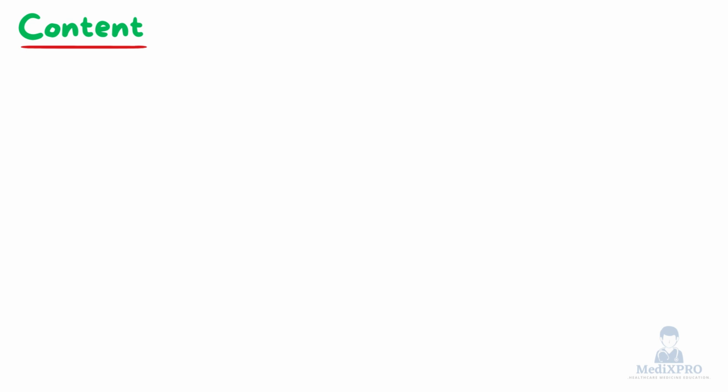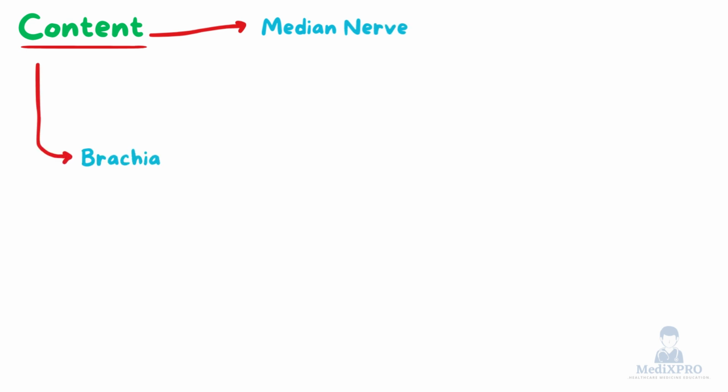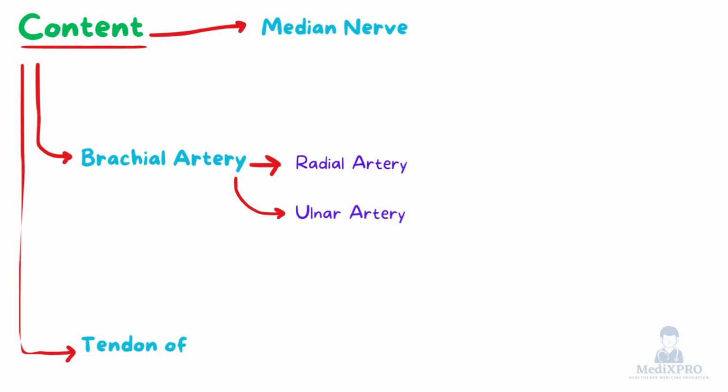To understand that, let's look into the diagram. The cubital fossa has four main contents. Let's start from the medial side. First is the median nerve. Then there is this brachial artery, which terminates into the ulnar and radial arteries. Other than that, there is this tendon of the biceps brachii, and there is the radial nerve.